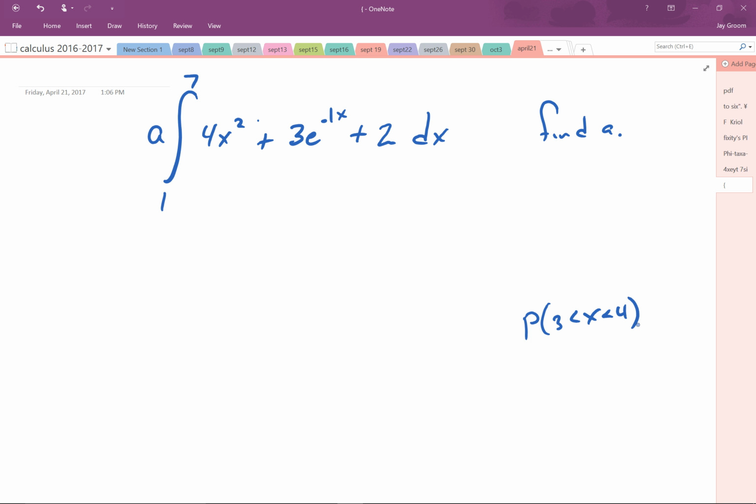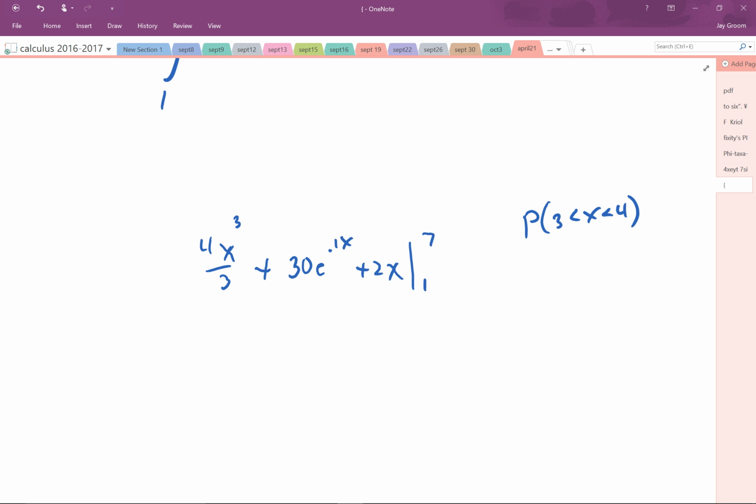Yeah, I got 2.07 times 10 to the negative. It feels big. I don't know, it feels big, but let's try it. So would this not be 4x cubed over 3? Right? And then plus A. 30 times 0.1 to the x, right? Because you got to divide by the 0.1, right? Plus 2x, from 1 to 7. Literally, I don't know the answer to this, but that is the right antiderivative, right? So write that down, and then we'll plug a value in.